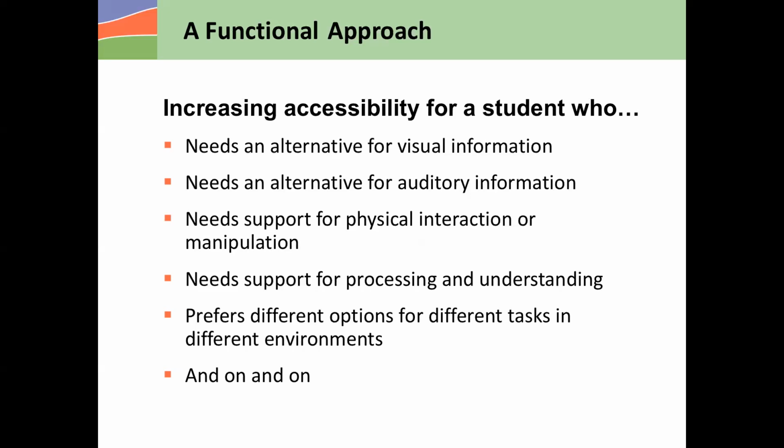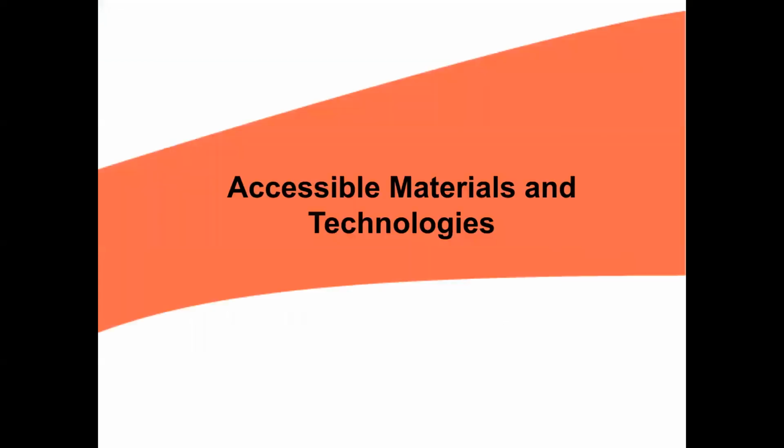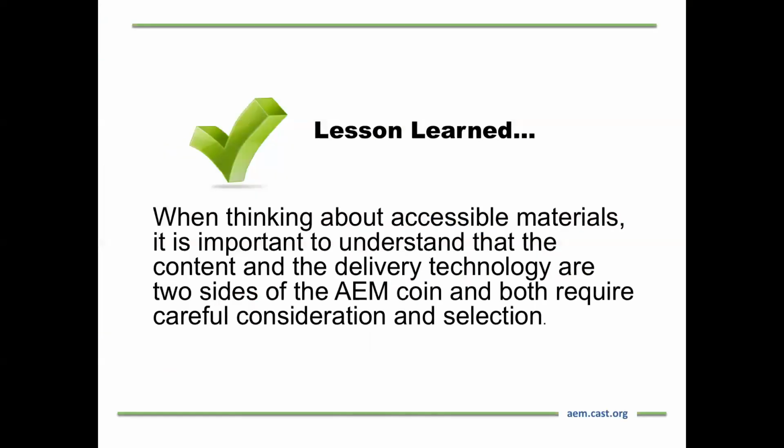What sort of alternatives do we make sure that we provide, or that are included in the digital materials that we acquire? And the reason it says "and on" is that there may be many other things to think about as well. So when we get to how all of this relates to accessible materials and technologies, the key thing, and I know that all of you have heard this many times before, is that there are two sides of the AIM coin. One of them is the content, and the other one is the delivery technology or the delivery system.